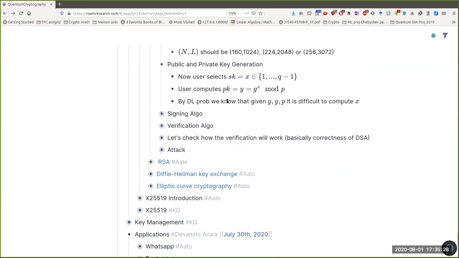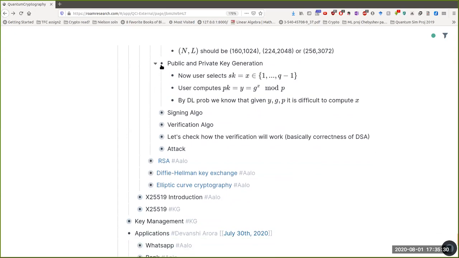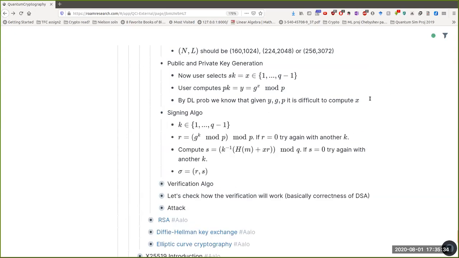So, okay, cool. Now that I have my public and private keys, let's move on to how I generate a signature. So you as a user have set your public key and distributed it, and you have your secret key x over here. Cool. So now my algorithm will go as: first I'll choose a random k in this set, 1 to q minus 1.